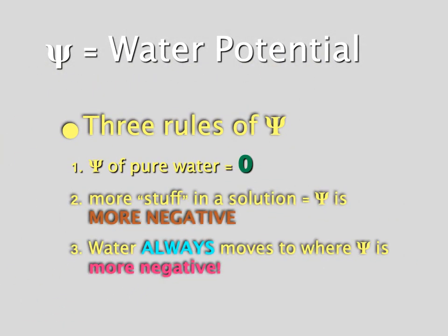There are three rules of psi that you have to commit to memory. And if you can do this, how water moves around is quite simple. The three rules are: the psi of pure water is 0. Pure water meaning there is nothing in it. I'm not talking tap water, I'm talking pure water. The more stuff you have in a solution, the more negative the psi is. Water will always move to where the psi is more negative. So therefore, water always moves to where there is more stuff.